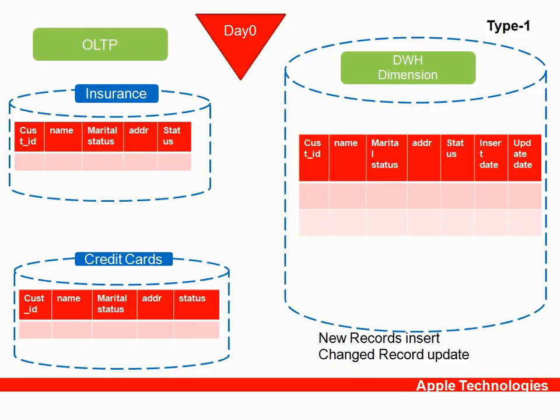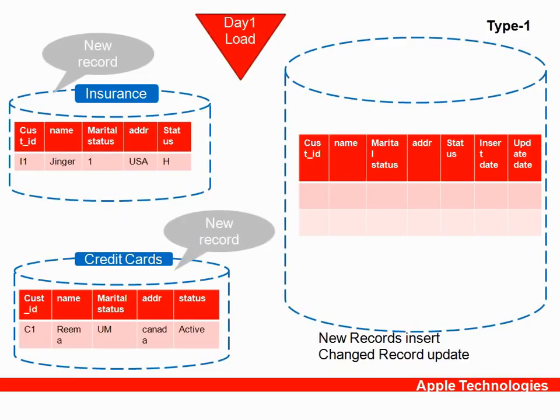So day 1. Yesterday we started at 0, nothing was there. Day 1, these are all our OLTP systems, your live systems. There is one customer who has taken a credit card, and one customer who has taken insurance. What we do in data warehousing is consolidate all the customers and put them into one table in a warehouse. So the right side is our data warehouse, and this is our table information.